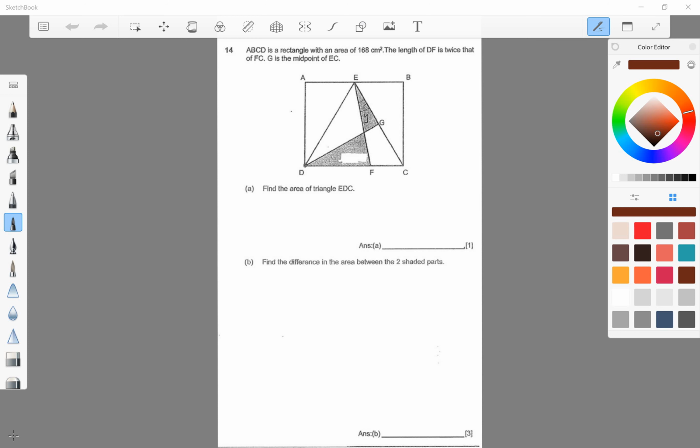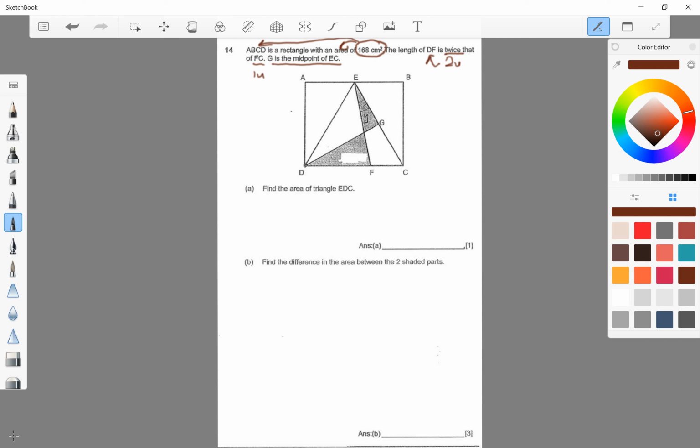It is mentioned that ABCD is a rectangle with an area of 168 cm square. So without a doubt, this is actually an area of triangle question. Alright, so 168 goes to the area, it goes to the rectangle. It was mentioned that the length of DF is twice that of FC. So this is very important. I will note that down. Twice means 2 units, and it goes to DF, and FC has got to be 1 unit. And it was mentioned that G is the midpoint of EC. As to how important this little nugget of information is, we will discover that later.